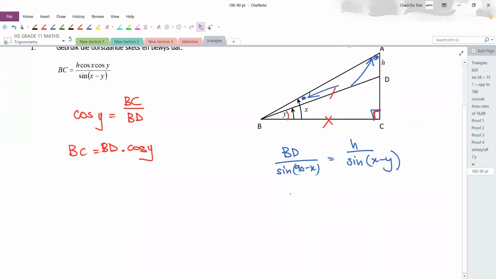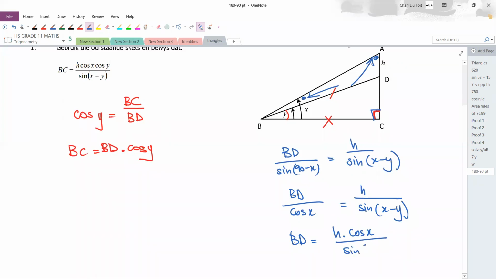Great, not difficult. BD over sin of 90 minus x, which is cos x, co-function, equals h over sin of x minus y. So BD equals h times cos x over sin of x minus y. And then I'm just going to pop that in there, and then on top there, I have a cos y.